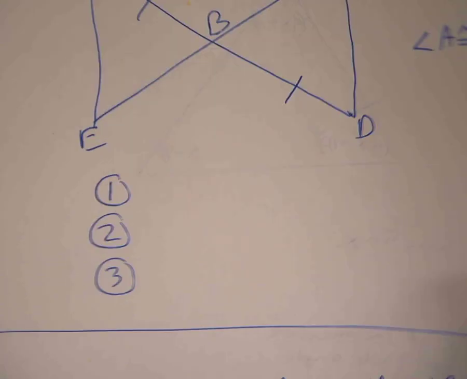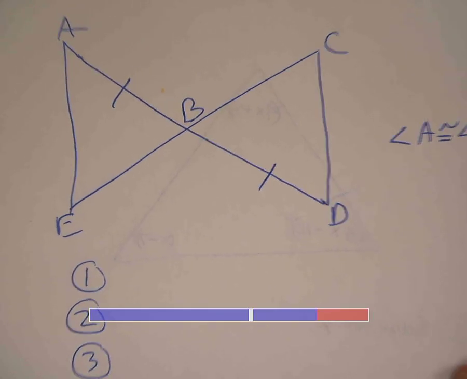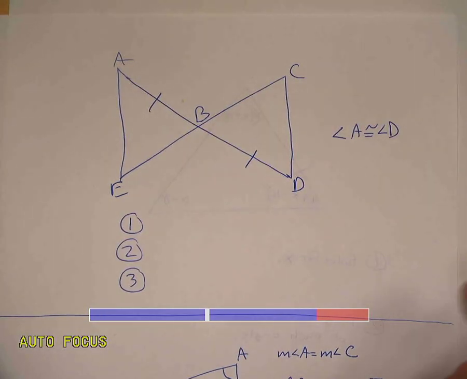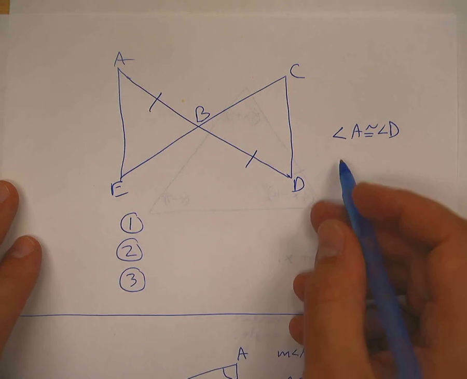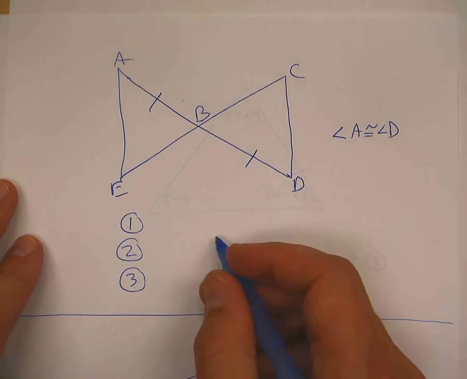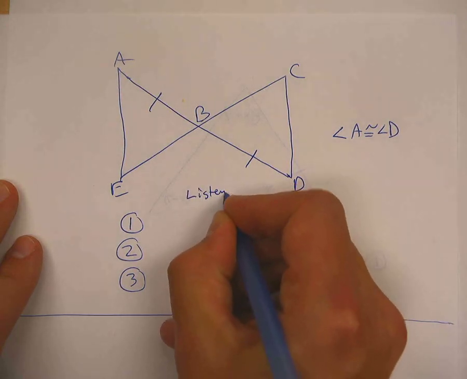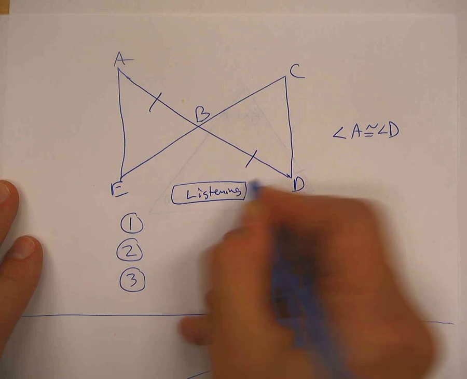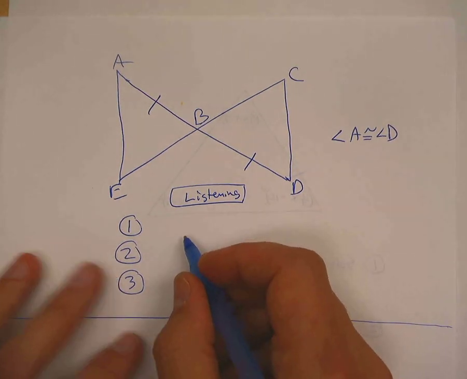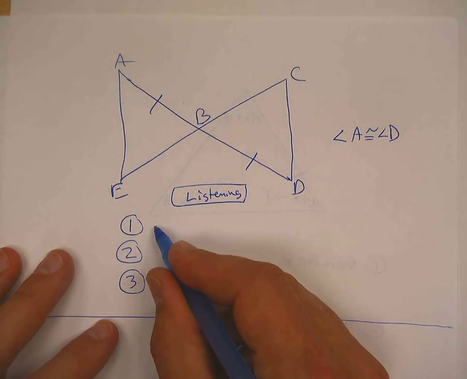Okay, now I got a few problems here, and you can pause it if you need to write this down. We have two triangles, and I have to say, number one, are they congruent? Yes or no. Make sure you're listening. Listening is very important because I'm going to say things that are not on here. So again, are they congruent?